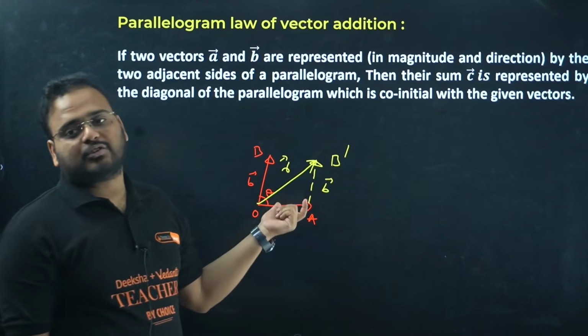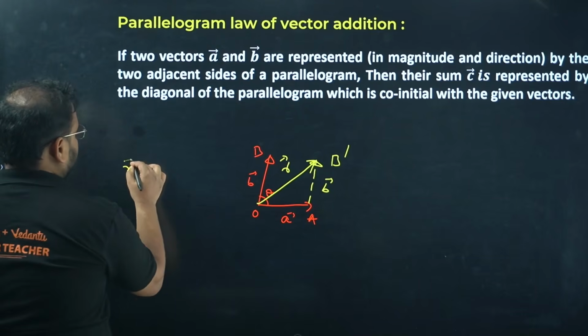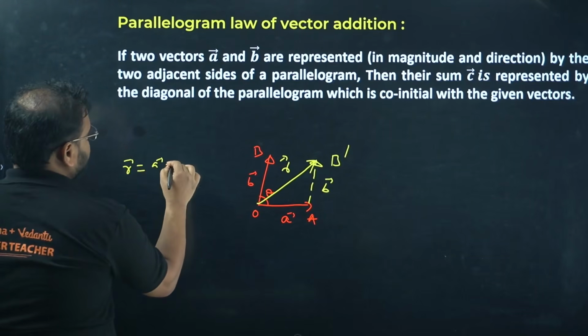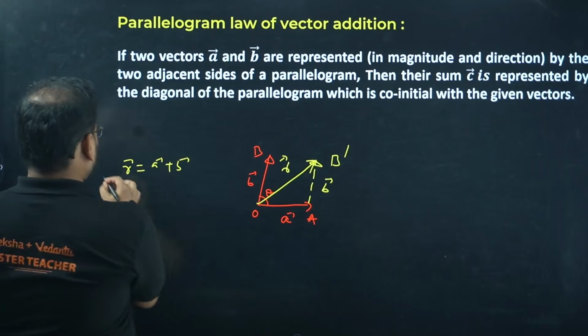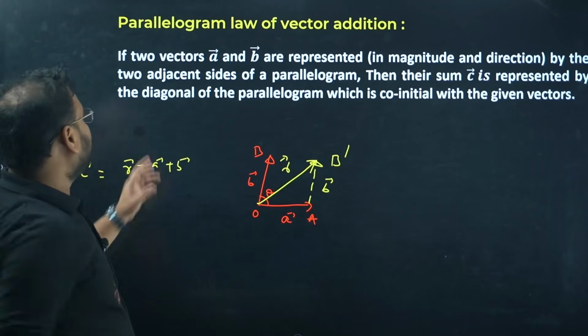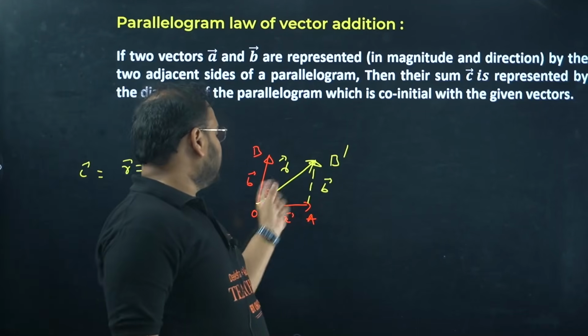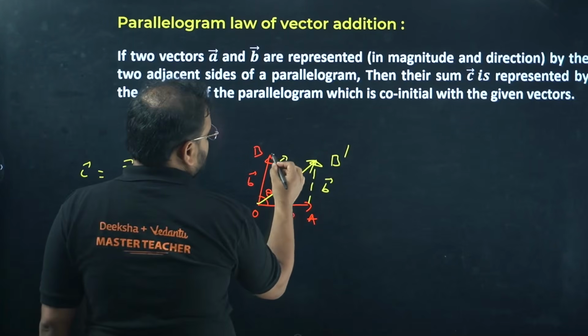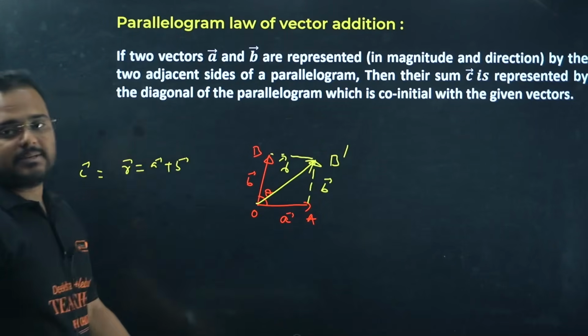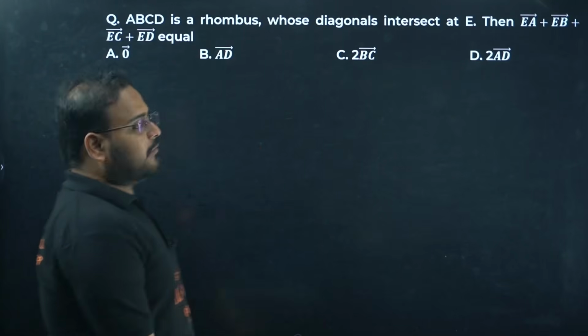Now you can use triangle law of addition to get the same result, A plus B. So the sum C, or vector R, you can call this C also, is given by the diagonal of the parallelogram. This OB will become what? The diagonal of the parallelogram OABB dash. This is your parallelogram actually. I hope this is clear. Moving on. Let's solve a question on this.